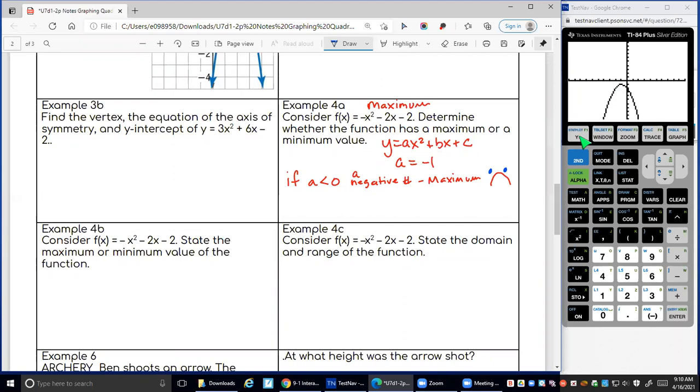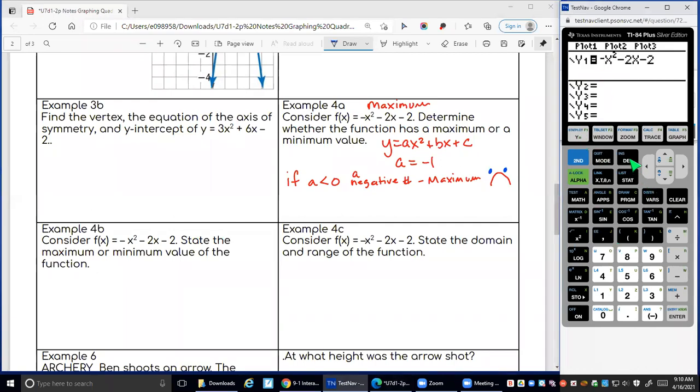So if I was to go to my calculator and just take out the negative, and now I graph it, see how it looks like this? Looks like a happy face, right? And we have a minimum value, okay? So I'm going to write that in there.